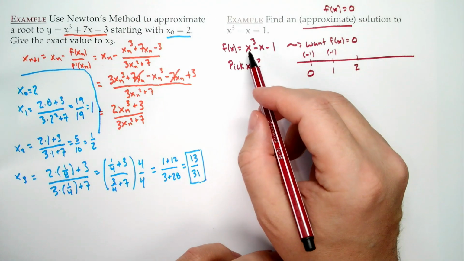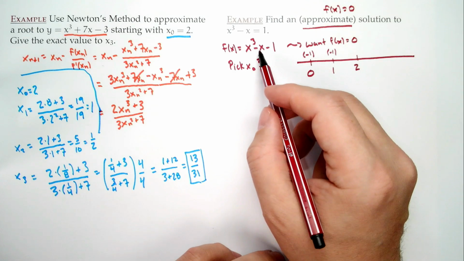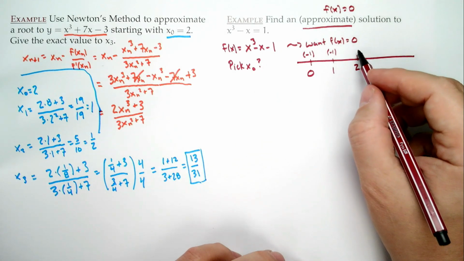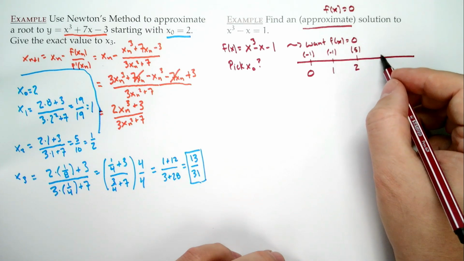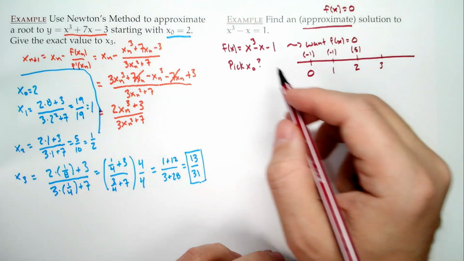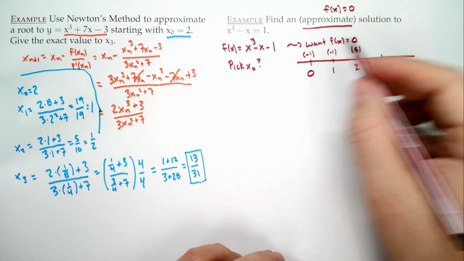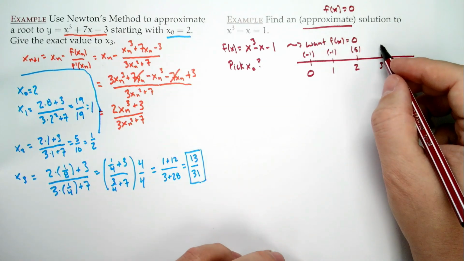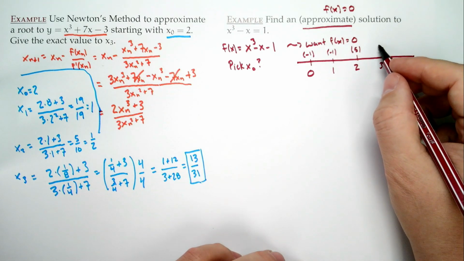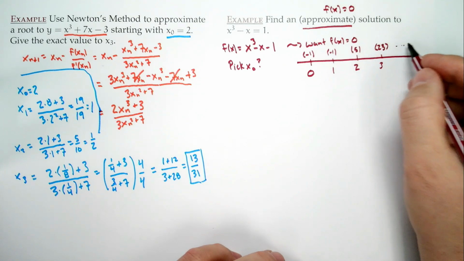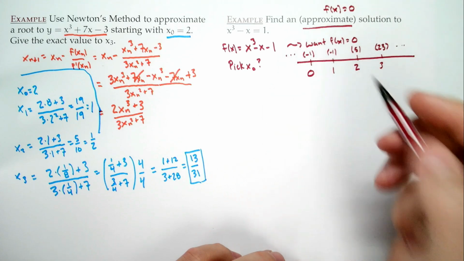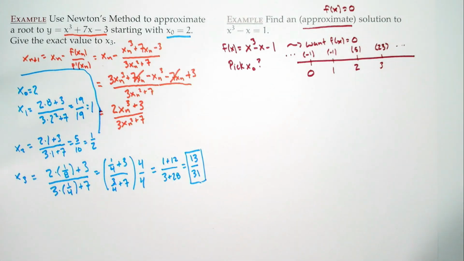Well, you're going to get 2 cubed is 8 minus 2 minus 1. That's 5. If we plug in 3, why not? We have the space. 27 minus 3 minus 1. That's 27 minus 4, which is 23. Okay. Now, if you were looking for a root, then you say, okay, where could a root be?